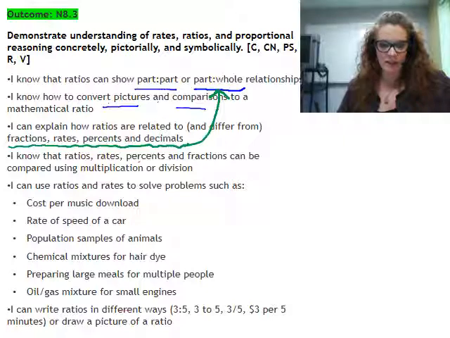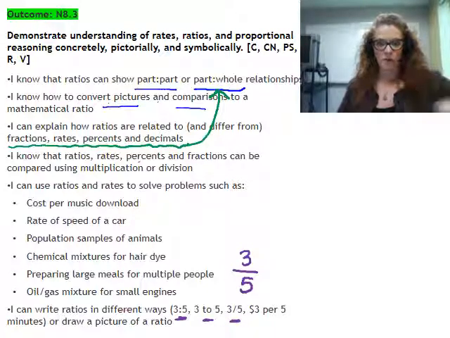And the last one on here, I can write ratios in different ways. So using a colon, those two dots, using the word to, T-O, using a fraction bar. Now I don't usually write my fractions like that. I like to write them up and down, keeping your fraction bar horizontal, and using the word per, or drawing a picture.